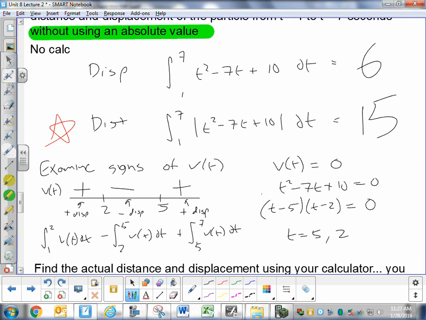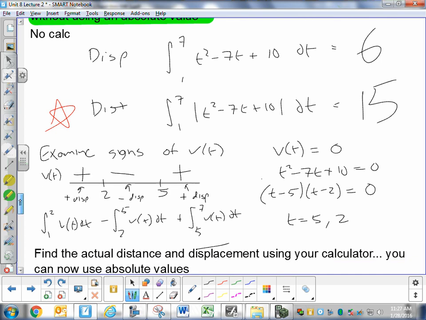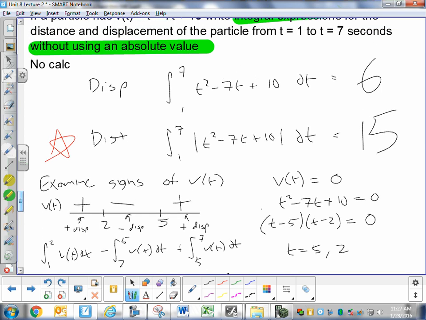Okay? That's the easy thing. You won't have to do that much on the AP exam. You might have to do this a couple times. You might have to just recognize that this stands for the velocity of something. I mean, the distance of something. Okay? Any questions?